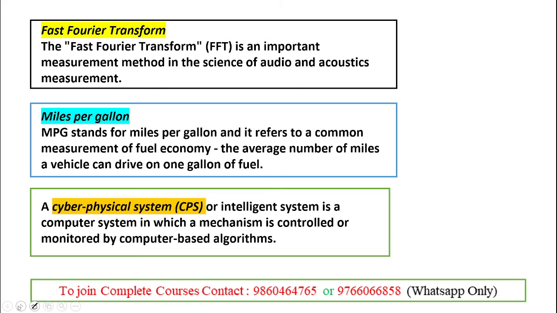Okay, then you can see MPG, that is miles per gallon. Here miles per gallon stands for the measurement of fuel economy, the average number of miles a vehicle can drive on 1 gallon of fuel. With a high miles per gallon, the vehicle is very efficient, and with low usage of fuel, it can drive for more kilometers. So miles per gallon measures the fuel economy. And according to this, a low miles per gallon shows that the efficiency of the vehicle is low.